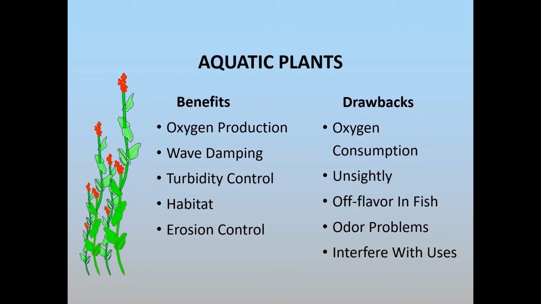Some of these plants and some of the algae species give off compounds which the fish can absorb. If you're fishing, you could have what's called off flavor. You have odor problems, particularly with some of the algal scums that float on the surface. And then again, it interferes with uses: fishing, swimming, whatever the case may be.